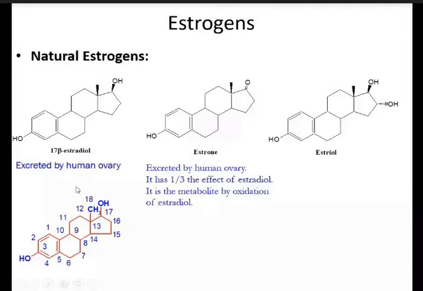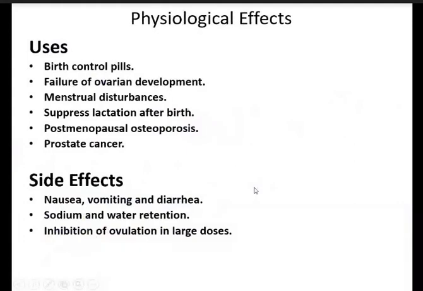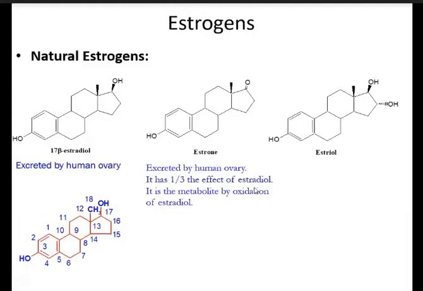Estriol is excreted by the human ovary and has one third of the effect of estradiol. It is a metabolite formed by oxidation of estradiol. This is the structure of estradiol. This is an aromatic ring; in the ring there is aromatization. Testosterone has been aromatized and has become estradiol. Now you can see here there is a methyl group and 2 OH groups, which is why it is called a diol.